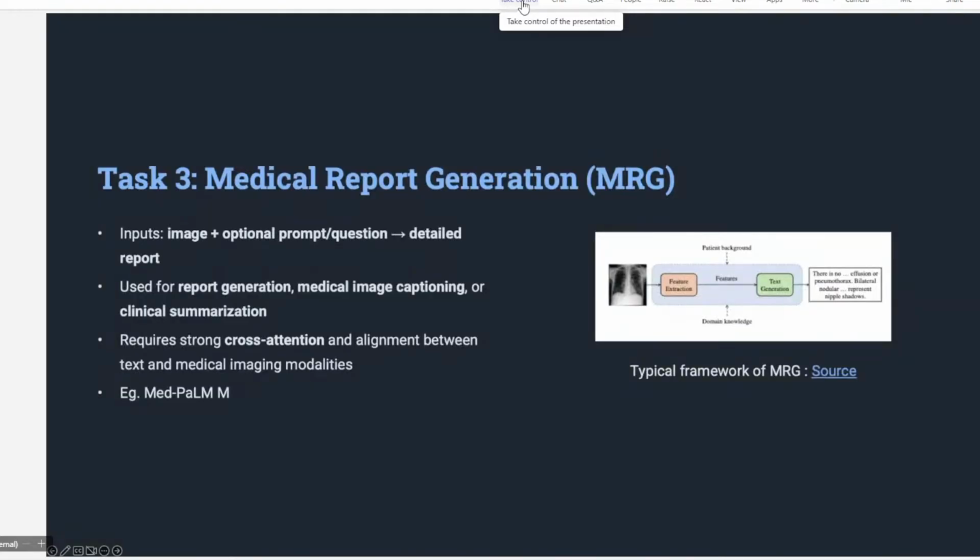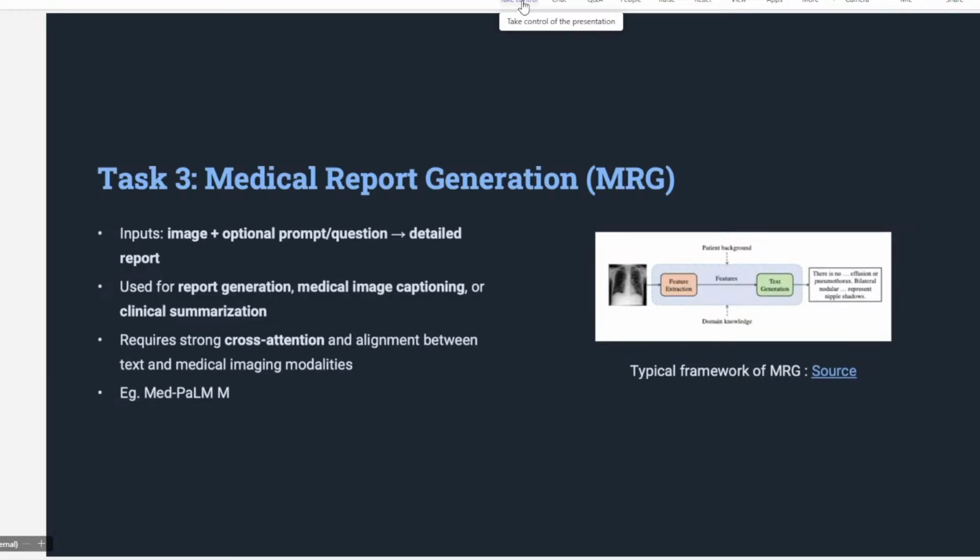Now moving on to task 3, which is medical report generation. Report generation, or MRG, involves producing a structured radiology report from an input scan. This is a challenging task because the model must detect abnormalities and translate findings into clinically accurate language. Cross-modal attention is the key here.